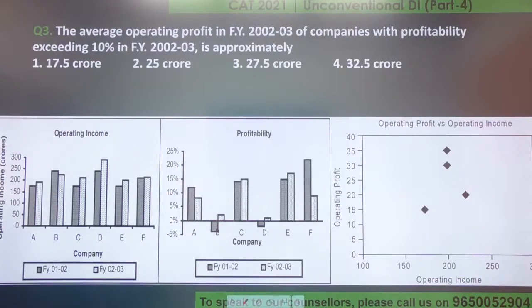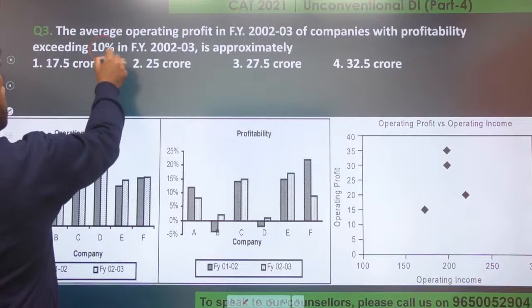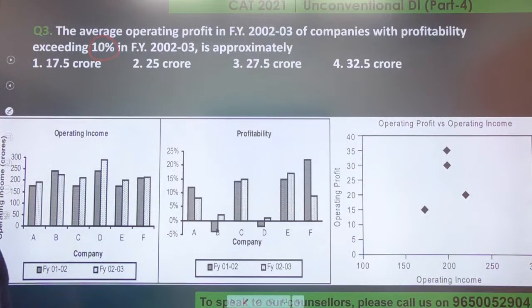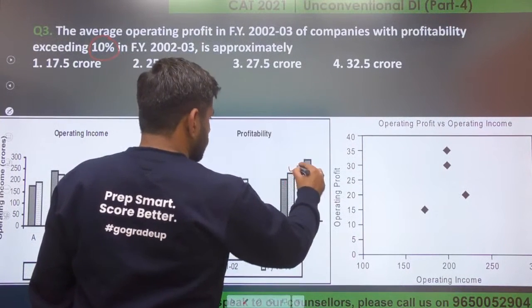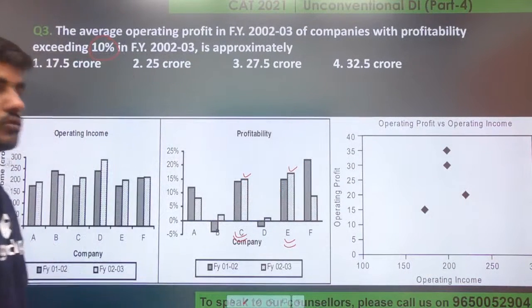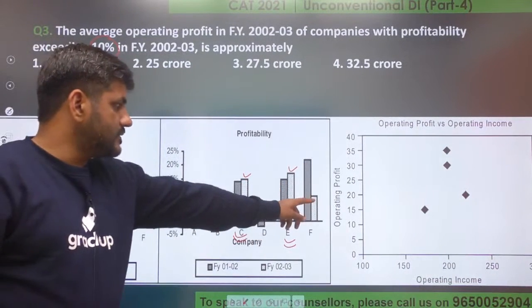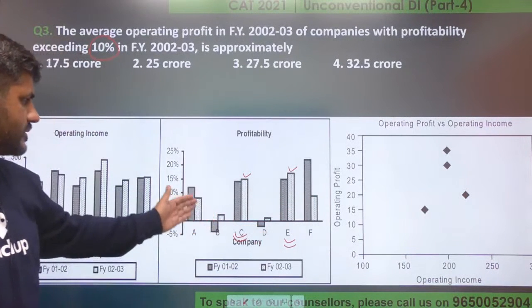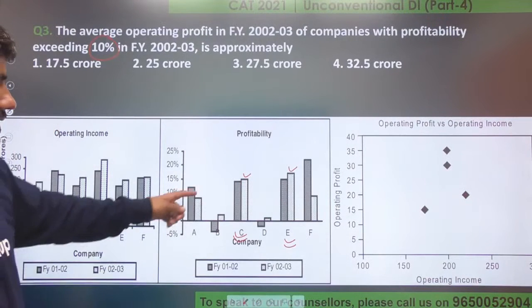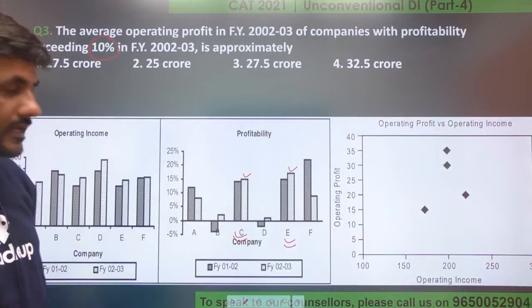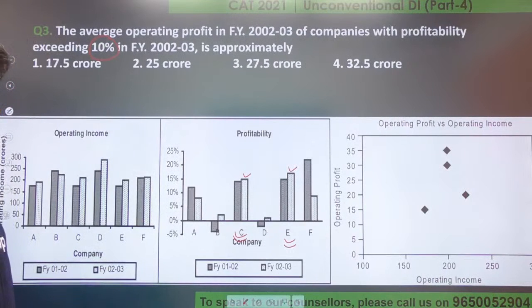He says average operating profit in 2002-03 of companies with profitability exceeding 10%. Which companies are having profitability more than 10%? और वो बात कर रहा है 2002-03 की. 2-3 में company C and company E are the only two companies whose profitabilities are more than 10%. The others are less than 10%. This is anyways 1%. This is 2%. This is around 7-8%. So these are the only two companies for which the profitability is exceeding 10%. Right? I hope this is clear.